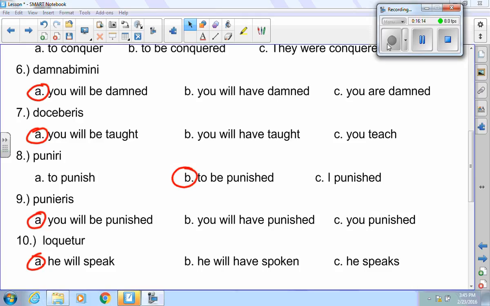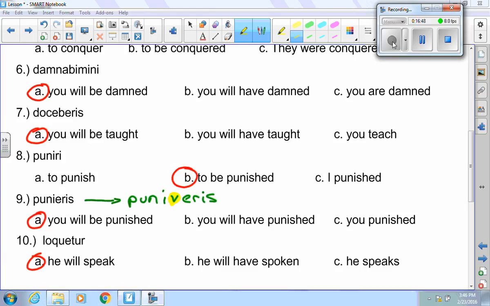Puniri is the passive infinitive, so to be punished. We haven't had a deponent yet. Puniris, again, E-R-I-S. The sign of the future is E. Do not confuse the E-R-I-S with the future perfect. The difference is we are not using the perfect stem. The future perfect of punio is puniveris. It has that V in there because we're using the perfect stem. When you use the present stem like this, the sign of the future is E.